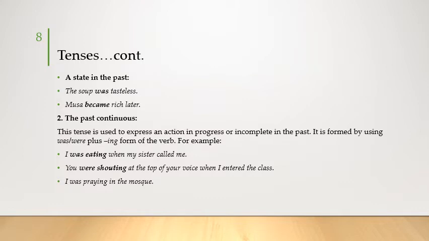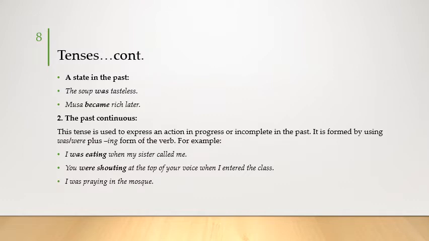Now the past continuous. This tense is used to express an action in progress or incomplete in the past. It is formed by using was or were plus the ing form of the verb.